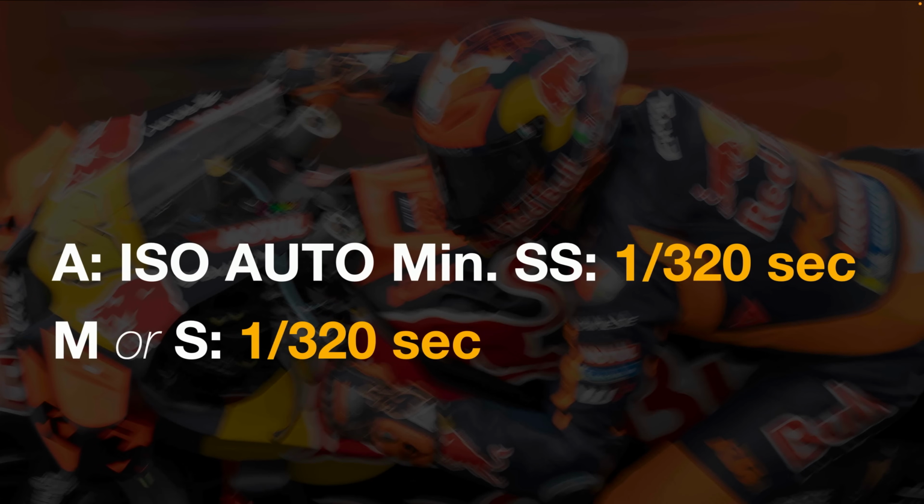We're going to recommend a default starting point of 1/320th of a second for motorsports. So if you're using my PAL workflow and you're using that memory recall number 2, you would go into the ISO auto minimum shutter speed and take that down from 1/2000th to 1/320th of a second. Alternatively, you could use the manual or shutter priority exposure modes and just dial in that 1/320th of a second.